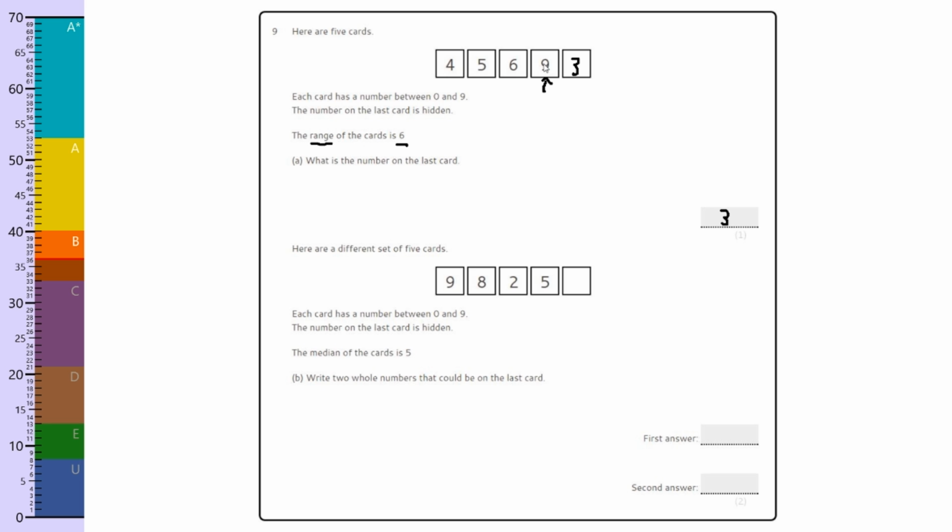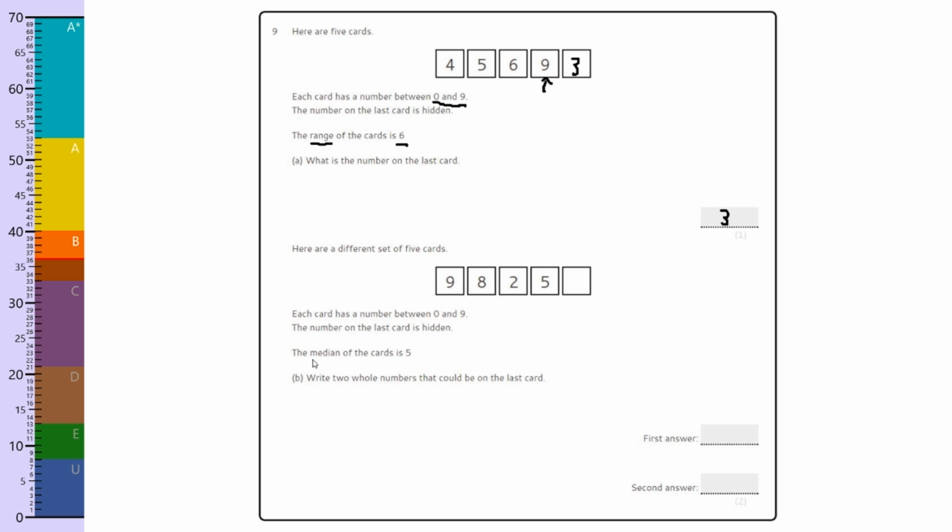Biggest 9, take away 3, which is the smallest, equals 6. Now some people will try and be clever here and think, well hang on, why don't I do the smallest, 4, plus the range, which is 6, make 10? Well, it's because the question says it has to be between 0 and 9. There's no 10 cards, so it has to be the 3. Okay, moving on to the next one.